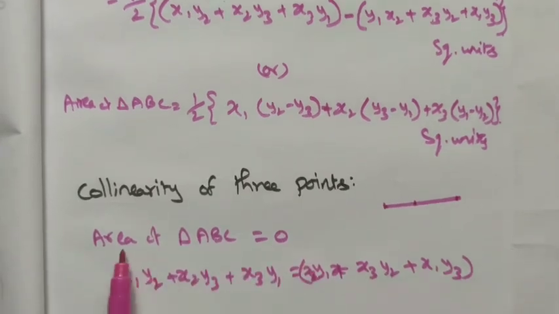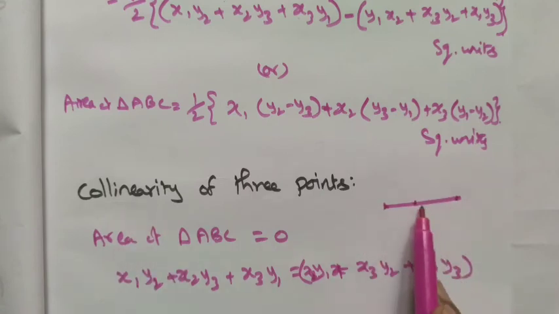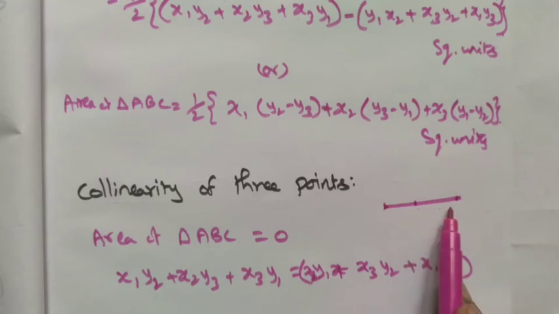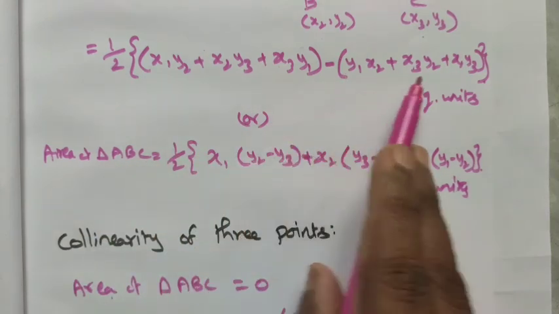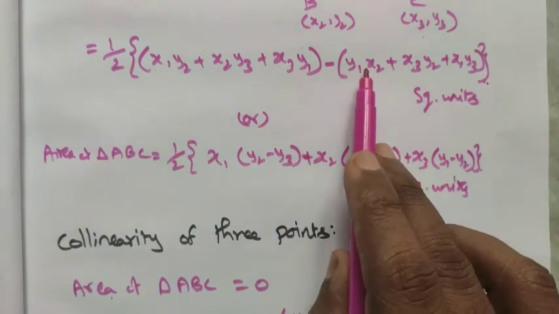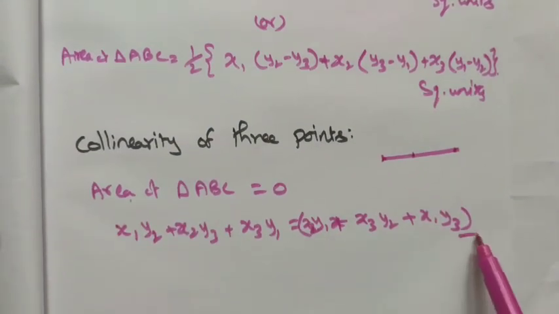Either we can use this area of the triangle. I already told you all the 3 points lie on the same straight line, so we cannot form a triangle. There is no triangle, so the area is equal to 0. By this formula, this term is equal to 0, so when I take the minus symbol to the other side we get a positive value. Either we can use this one or this one to find the collinearity.